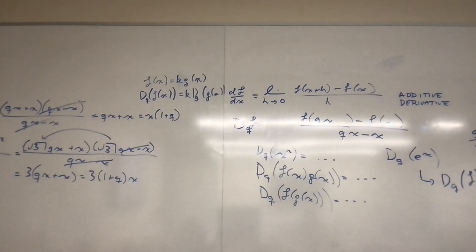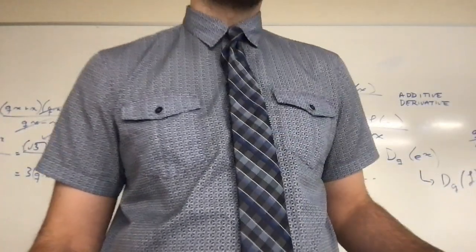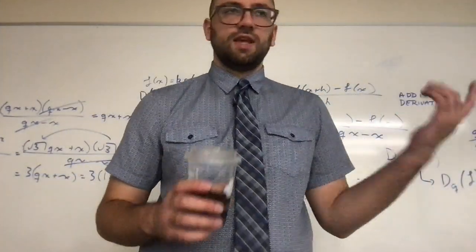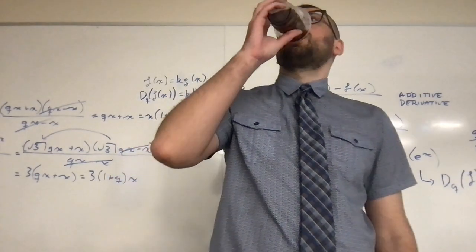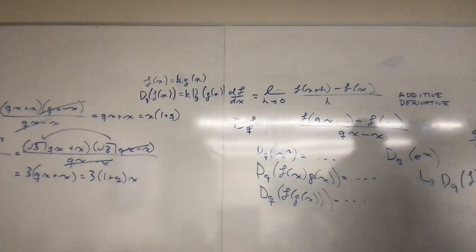But yeah, the quantum derivative goes to the normal derivative as q goes to 1. It's ugly. Or the Jackson derivative. There's also quantum integrals, right? It's the same thing. Just define it multiplicatively.